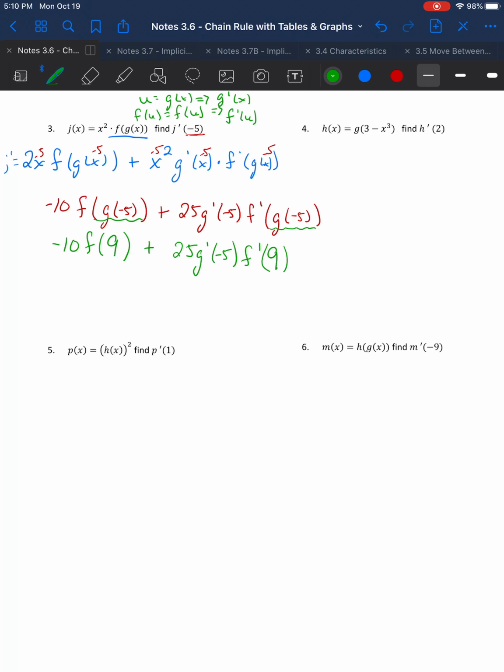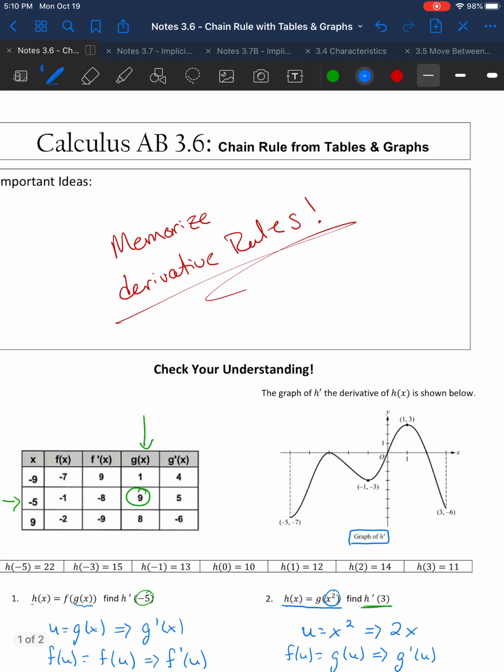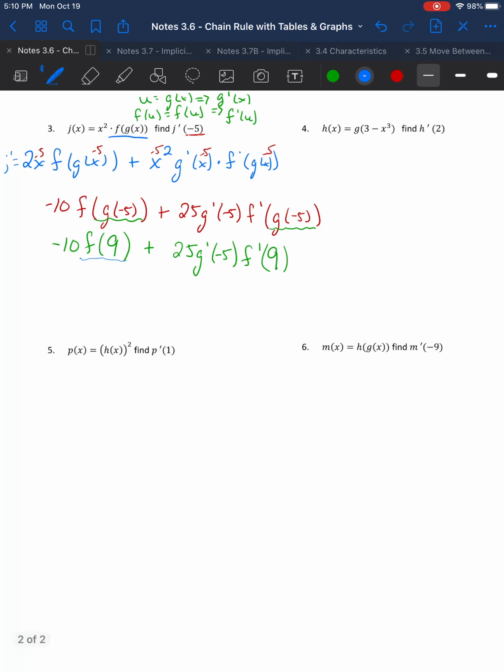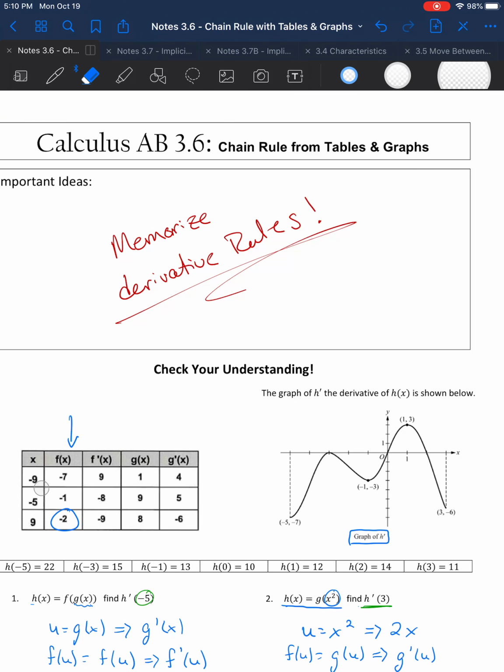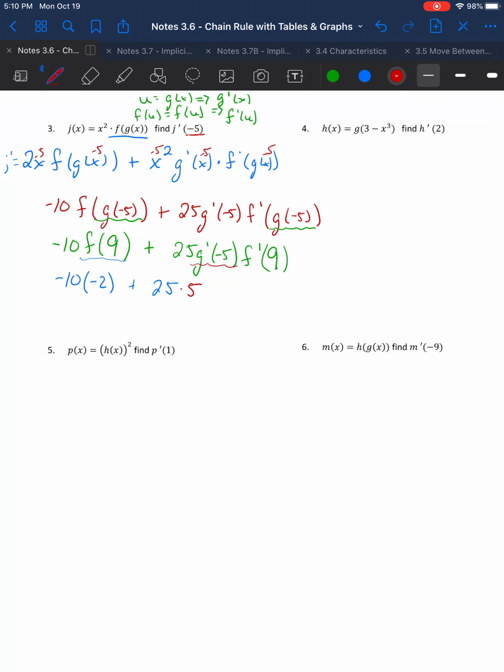So now I have -10 f of 9 plus, here, are you guys okay if I go ahead and do this one too? That's going to be a 9. f prime of 9. And I got 25 g prime of -5. Okay, now let's go find f of 9. So that means I'm going to go to f. I'm going to go to 9. f of 9 is -2.